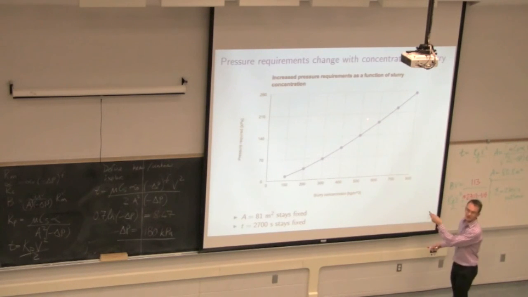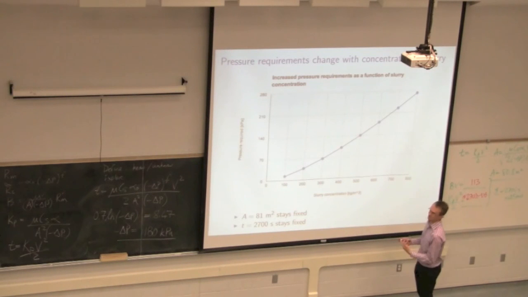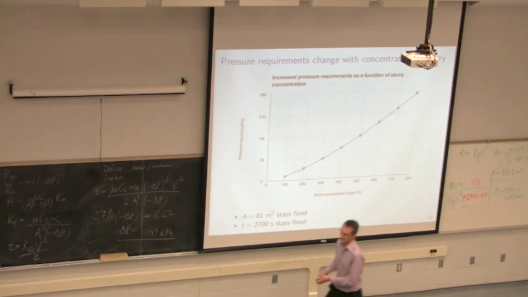More than doubled. Even though I doubled the slurry concentration, my utility costs more than doubled. So you never get something for nothing. It's going to cost you more and more. In fact, as you go to higher and higher concentrations, that ramps up to extremely high levels that are going to be impossible to achieve. So again, nothing's for free here.